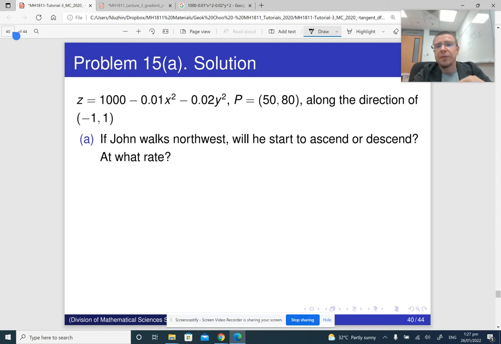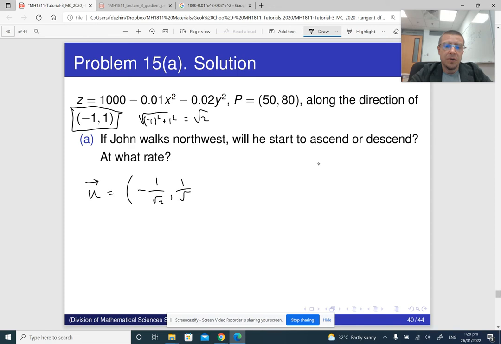So I have just rephrased it. In part A, the question is about the direction of the vector (-1, 1). But this is not a unit vector, so when we're doing directional derivatives, we always need to convert our vector to a unit vector, which means divide by its norm. Here, the norm of this vector is the square root of (-1) squared plus 1 squared, which is square root 2. So the unit vector in that direction is (-1/square root 2, 1/square root 2).